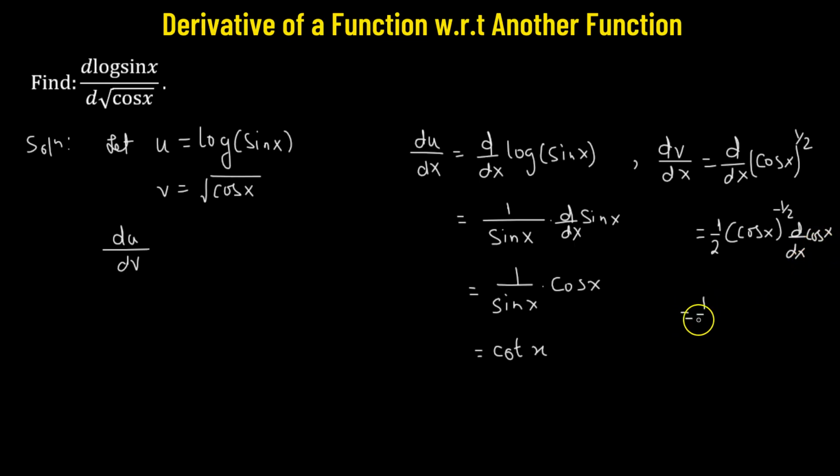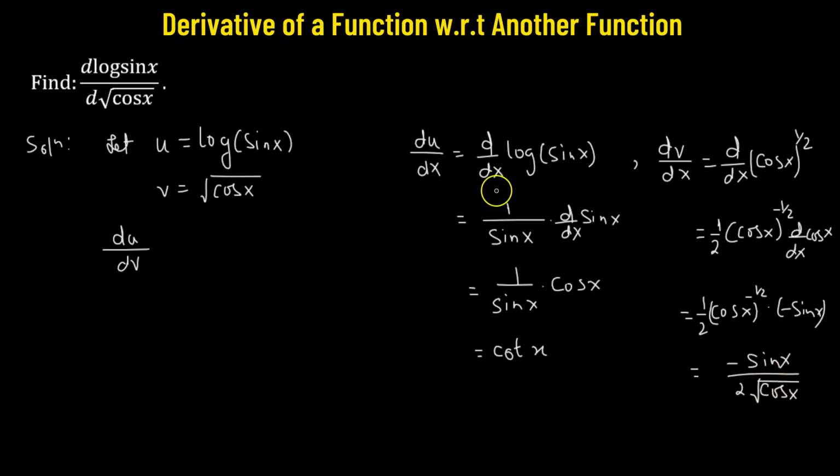So this gives us half multiplied by cosine of x whole raised to the power of negative half times the derivative of the cosine function, which is negative sine x. This can also be expressed as negative sine x divided by 2 times square root of cosine of x.